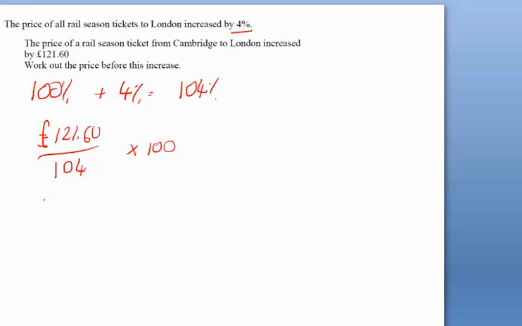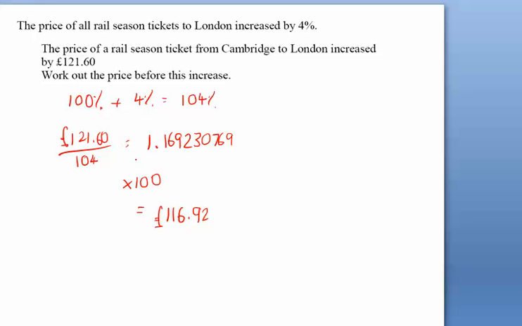With this question here, we need to be really careful not to round mid-working, because what happens is we get 1.169230769. So I've kept that exactly as it is, times it by 100, got £116.92. Notice this is less than the new price because the price has increased.